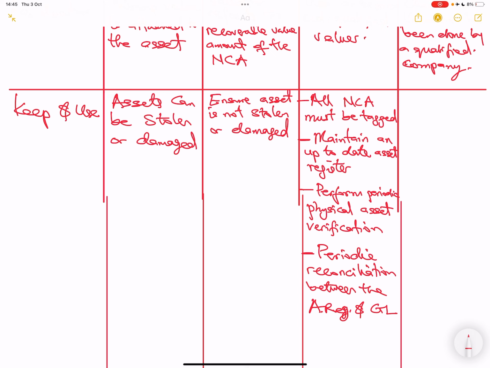So when auditors come, they are checking for the tags. So auditors will select samples of assets and check that they are tagged. And usually all of these will happen during a process which is auditors also trying to perform this process. Also, auditors should also perform their own physical asset verification.